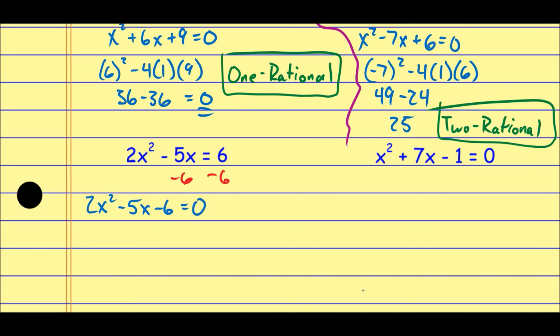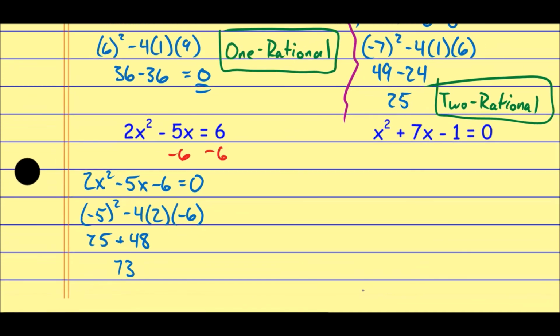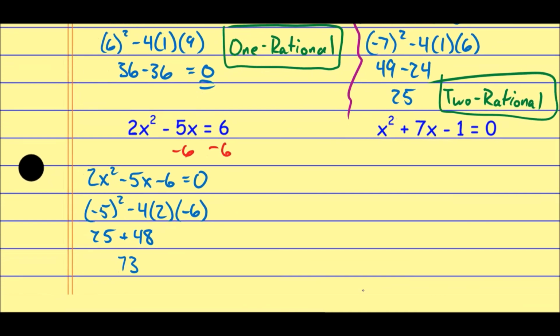And now from here, let's go ahead and do our discriminant. B squared minus 4ac. And I simplify, that's a 25. Here, that's going to be a plus 48. And then the 25 plus 48 is a 73. And again, that's a positive, but it's not a perfect square. So positive that's not a perfect square, that's going to be 2 irrational solutions.